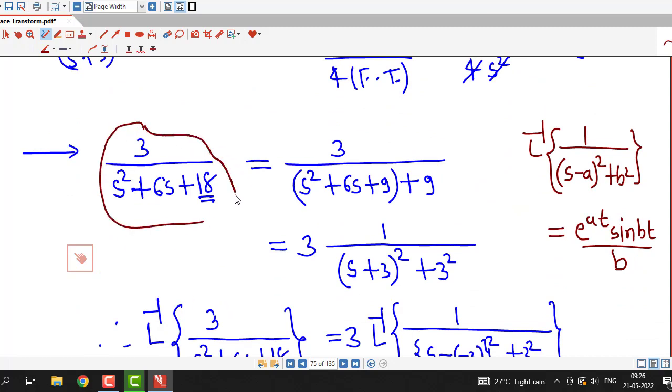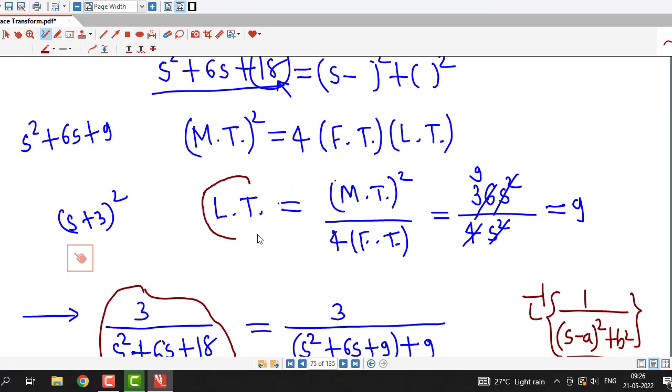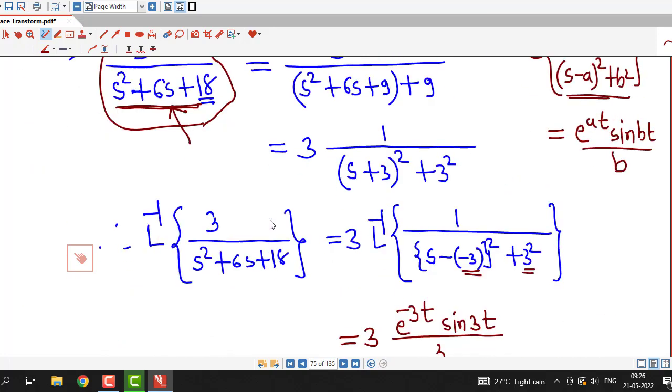So whenever you have an irreducible second degree factor, then you can use this formula or the formula for the cosine function. So you have to write down your function of second degree in this form. Try to write your function in this form. If you cannot write directly, try to search for the last term using this formula.